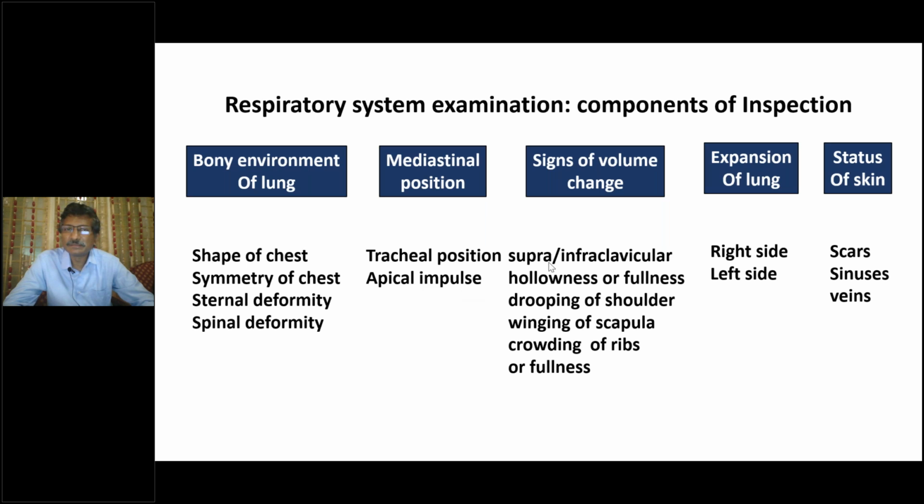Now, since it is a massive pleural effusion, predominantly almost below the second intercostal space fully, I will expect fullness of the intercostal space. So it's the opposite of crowding of ribs. There may be fullness of the intercostal space, but supraclavicular hollowness or supraclavicular or infraclavicular fullness will not be there. So the only finding you may have is fullness of the intercostal space on the lower part. Expansion of the chest is likely to be affected on the left side significantly because it's a massive effusion, and you do not expect any scar or dilated veins.